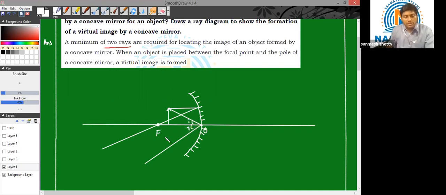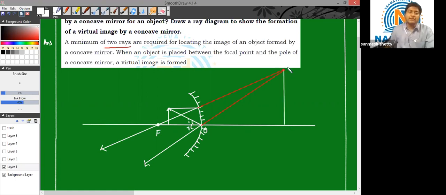Now if we look, these two rays are not parallel. They meet at a point, not at this point, but behind the mirror. If we extend the rays behind, they will meet, for example, like this. So let us say both the rays meet at this particular point. So my image will be formed something like this.